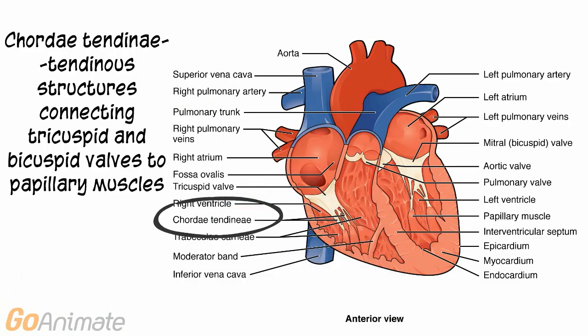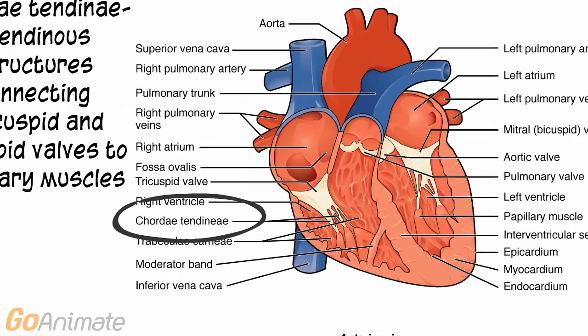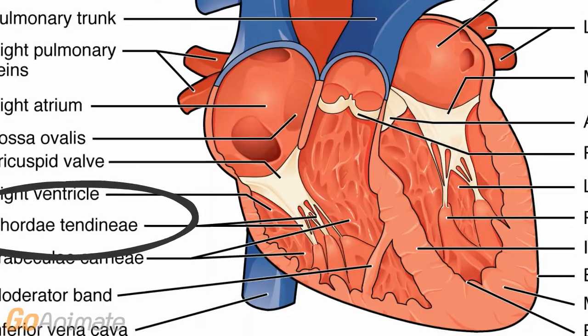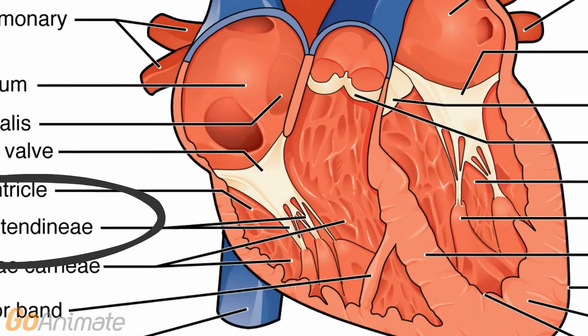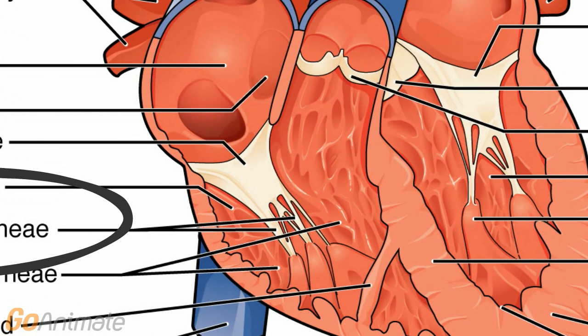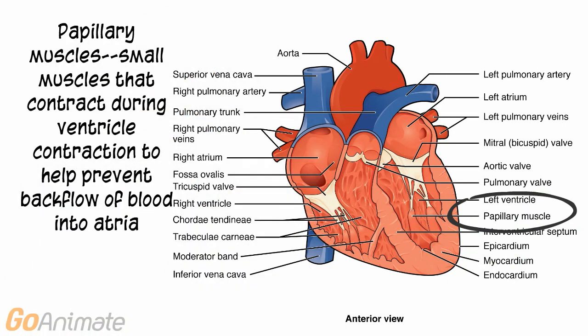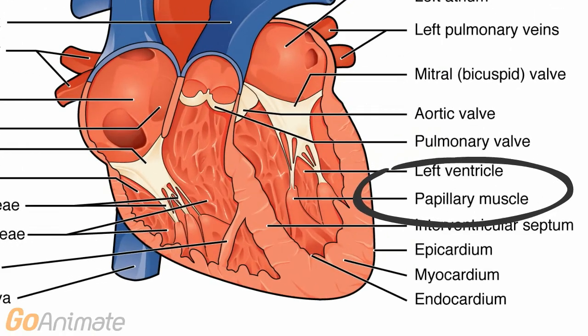Looking at a bit more detailed diagram of the heart, we can see the chordae tendineae, which are tendinous structures attaching the tricuspid and bicuspid valves to the papillary muscles on the inner walls of the ventricles. The papillary muscles are small muscles that contract when the ventricles contract to prevent backflow of blood into the atria.